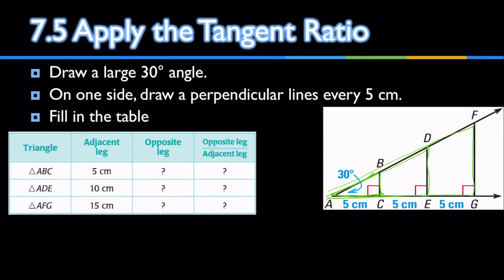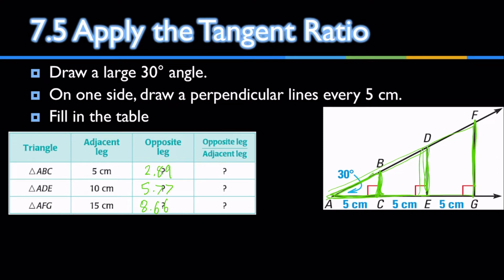So if I measure the first little triangle, this vertical here, BC, is about 2.89. And then on the next triangle, this DE, that's about 5.77. And this last one here, FG, is about 8.66. All right, they want us to do opposite over adjacent.